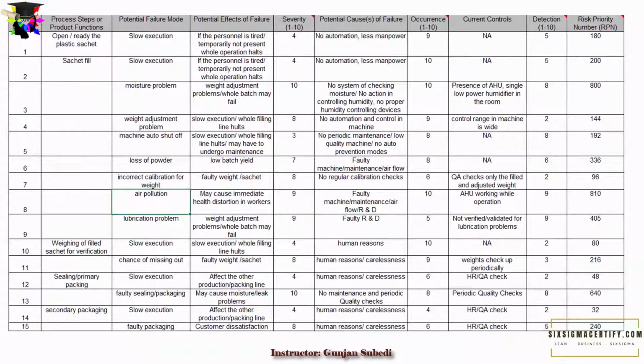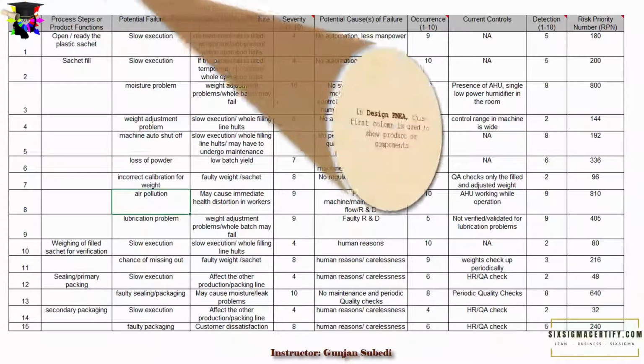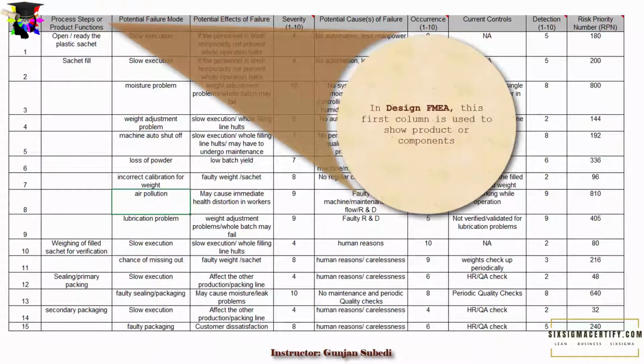This is an example of the process FMEA. The main difference between the process FMEA and the design FMEA is in the first column. In design FMEA, the first column is generally used to show the product or component part.